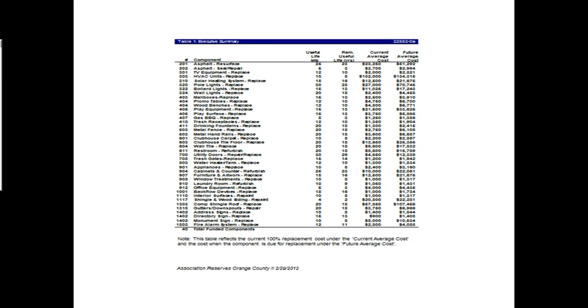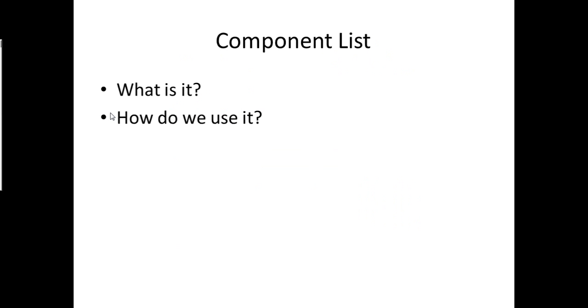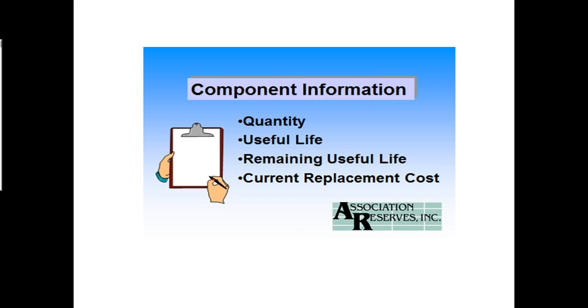Okay, so if you've seen these, you are familiar with our component list. So we want to look at what the component list is and how we use it. The component list tells us what major components we're funding for and what we're budgeting for. It is a snapshot of our communities. It captures our assets and lets us know what condition they're in.